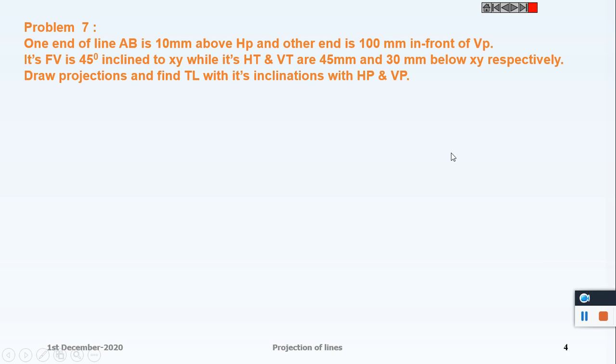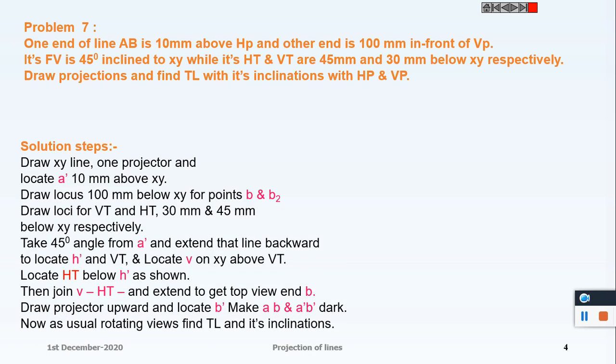Another problem. One end of line AB is 10 millimeter above HP and the other end is 100 millimeter in front of VP. Its front view is 45 degrees inclined to XY line, while its HT and VT are 45 millimeter and 30 millimeter below XY line respectively. Draw projections and find the true length, its inclination with HP and VP. These are the steps. Let us see how it is drawn.